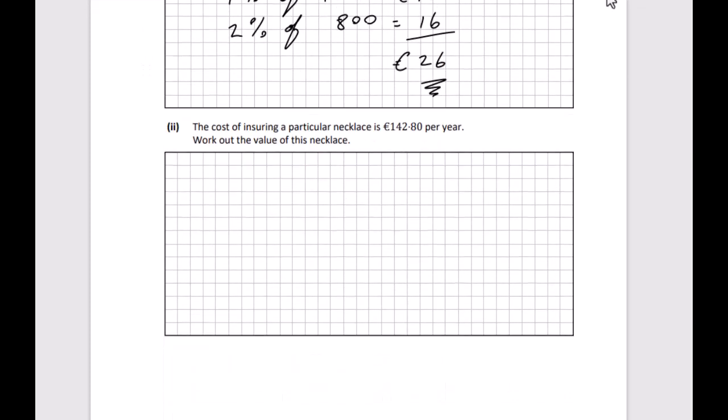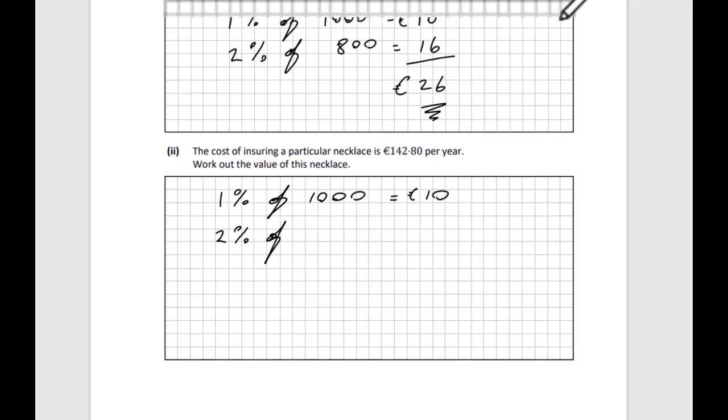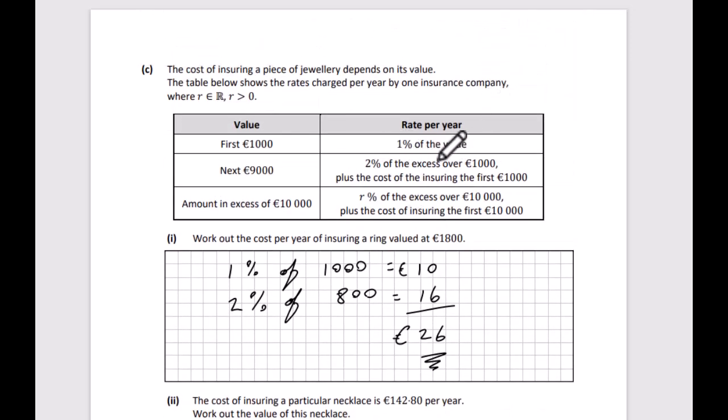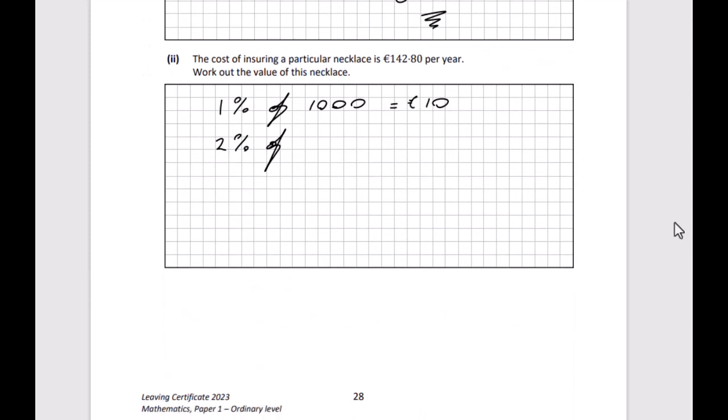Okay, so the next one then, the cost of insuring a particular necklace is €142.80 per year. Work out the value of this necklace. Okay, so this is kind of working backwards. So we know that the first €1,000 is 1%. So we've got to get 1% of 1,000, and we saw that that was €10. Now you've got to get 2% of, if we look at the table, the excess over 1,000, plus the cost of insuring the first 1,000. So that's going to be €9,000. So we've got to get 2% of €9,000. So 2% of €9,000 is €180.